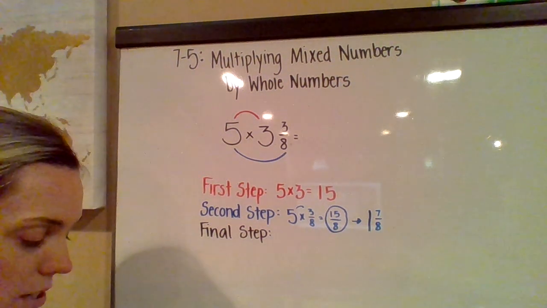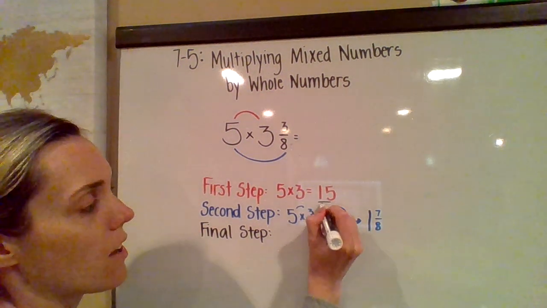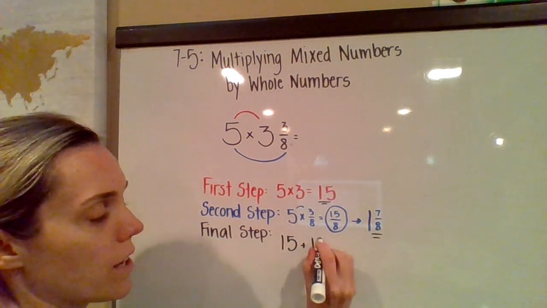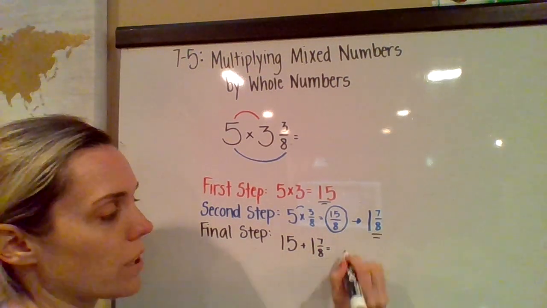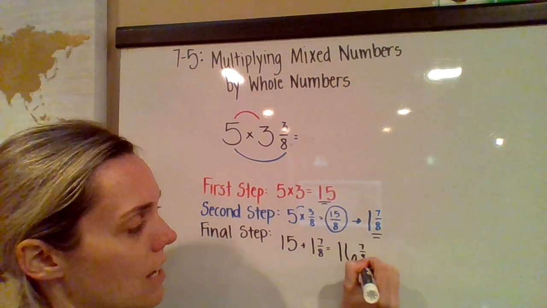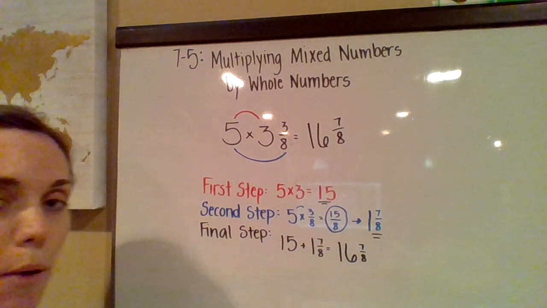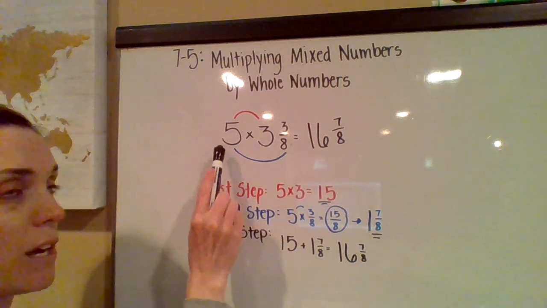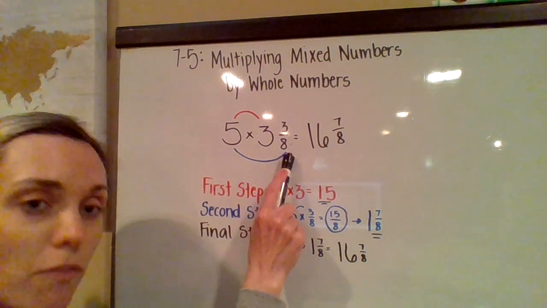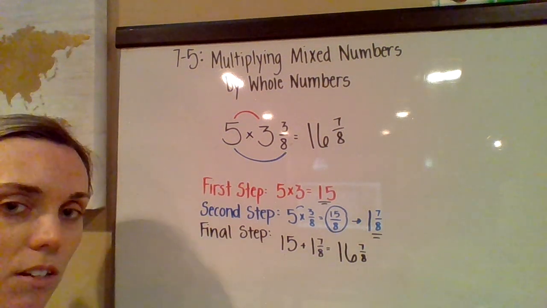Now my final step is taking my two numbers and adding them together. So I take 15 and then I add it to 1 and 7/8, and my total is 16 wholes. 15 plus 1 is 16, and 7/8. So my answer is 16 and 7/8. Look at how I did these 3 steps. My first step is my whole number times my whole number. My second step is my whole number times my fraction. And my third step is putting my two answers together to get my final answer.